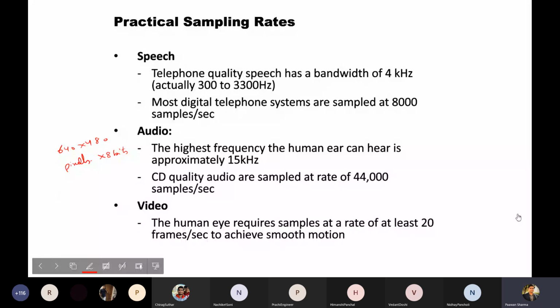Audio, it is actually decided by our human hearing perception. So you can see we can hear up to 15 kilohertz. So CD quality audio, they are sampled at 44 kilohertz. Okay, likewise.